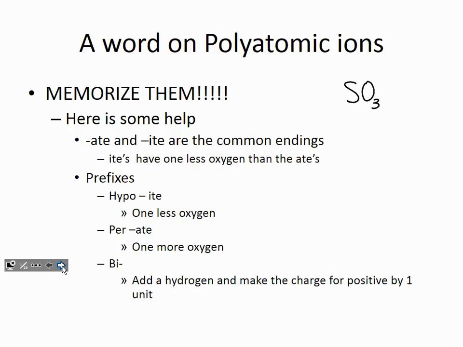So it goes the prefix per on the polyatomic ion has more oxygens than the ate, which has more oxygens than the ite, which has more oxygens than the hypo, which has more oxygens than the ide. These are prefixes. These others are suffixes. So you're going to need to just read through these notes and then memorize your ions.